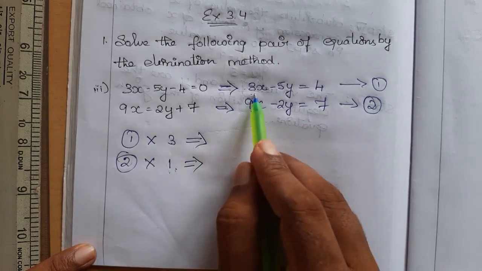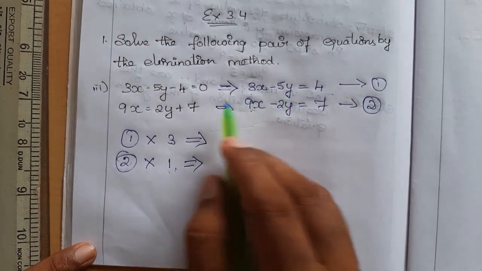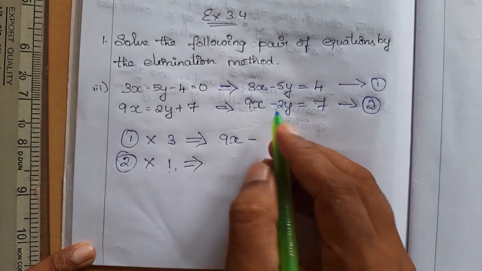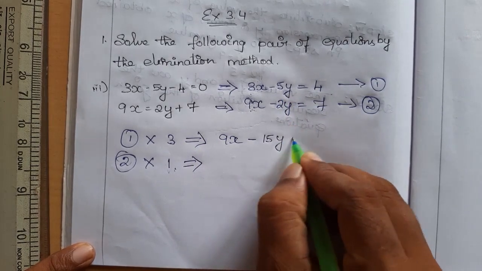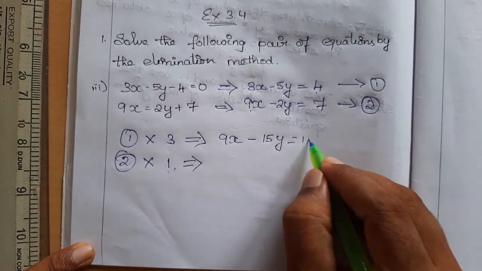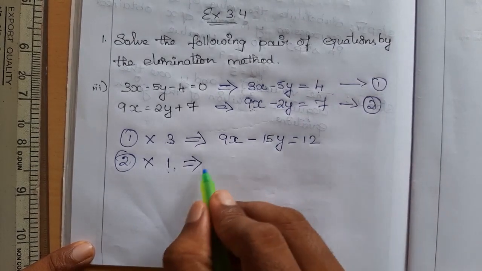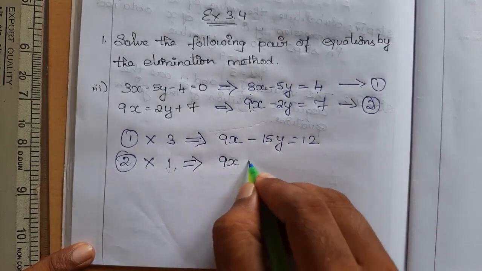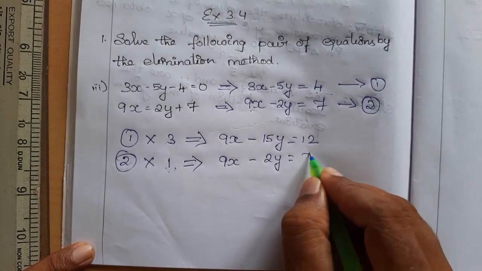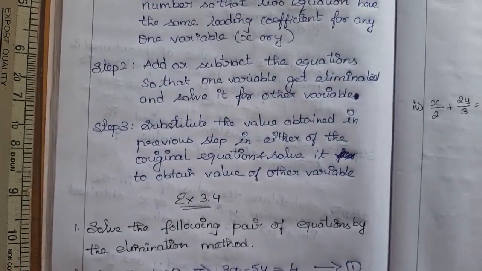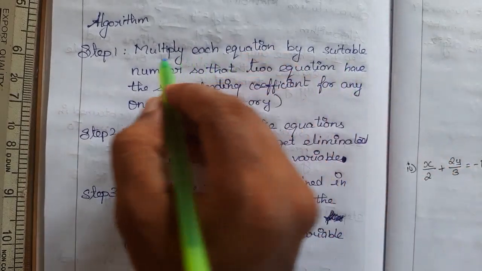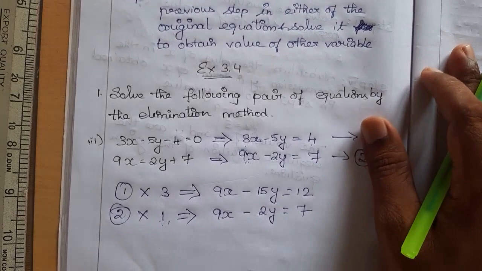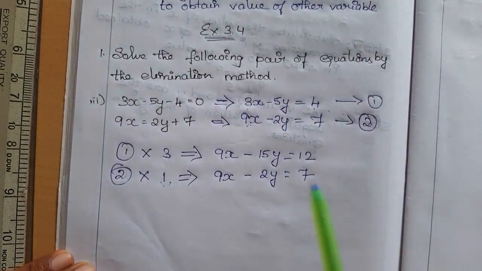So now multiply by 3 throughout this equation. So 3 into 3x is 9x, minus 3 into 5y is 15y, is equal to 4 threes are 12. Next, the second equation into 1. If we multiply with 1, then we will get the same: 9x minus 2y is equal to 7. So this is the first step: we have to multiply each equation by a suitable number. The number can be chosen according to the coefficients given in the equation.